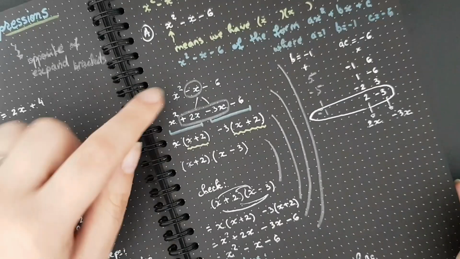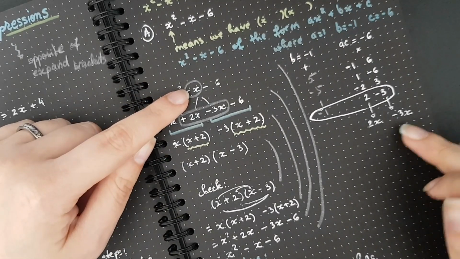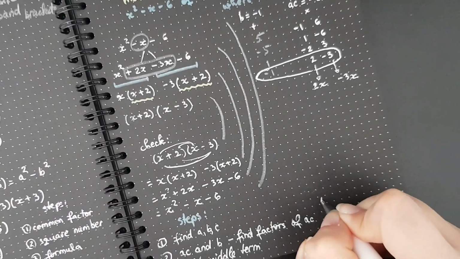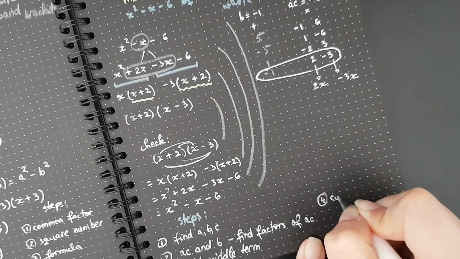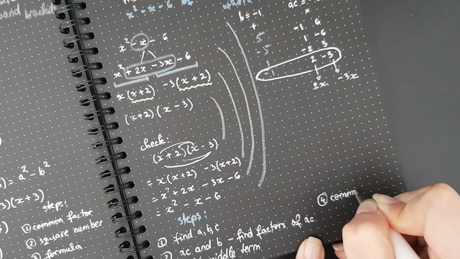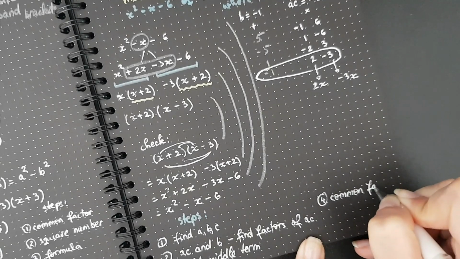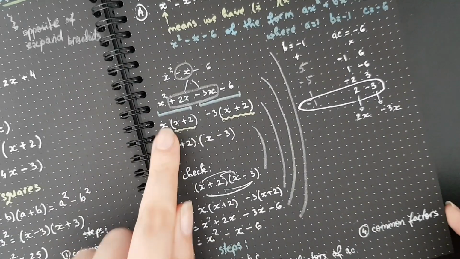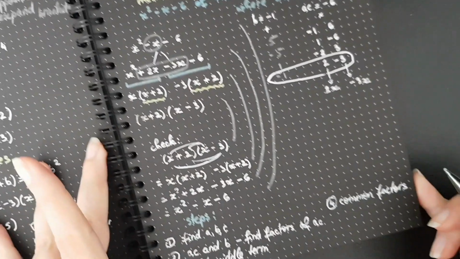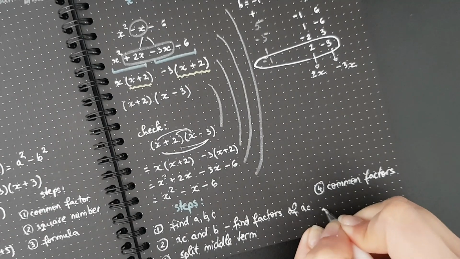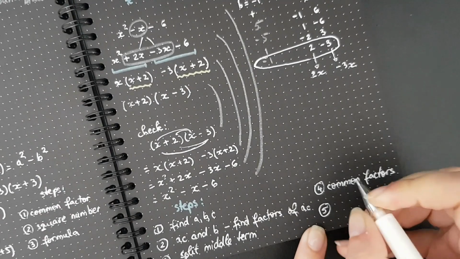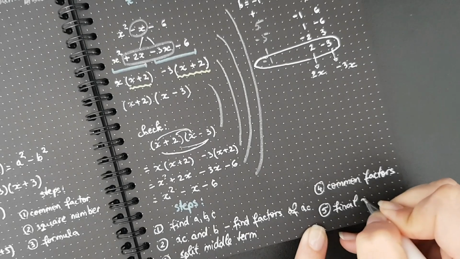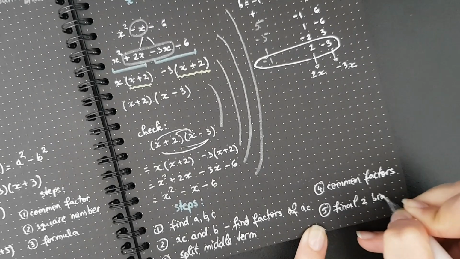The one that has x, so that's this one, with whatever we got here. I think I'm going to write here. So we've got a common factor. I'm actually going to write factors because we do have one for the first two and one for the next two. And then the last bit is to get the final brackets. Final two brackets.